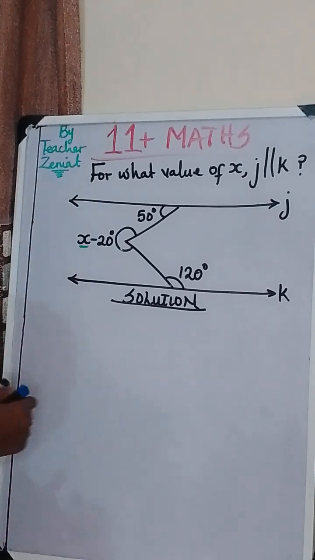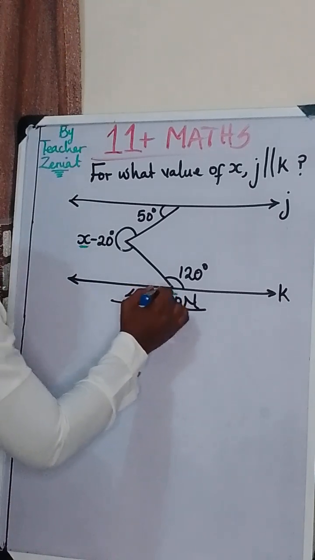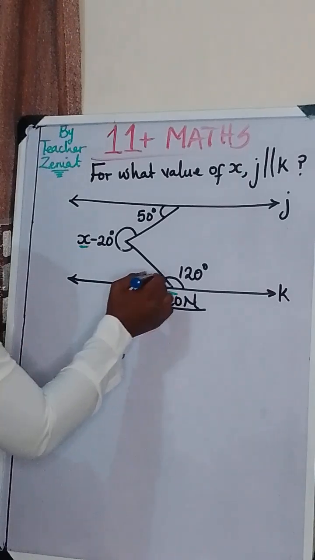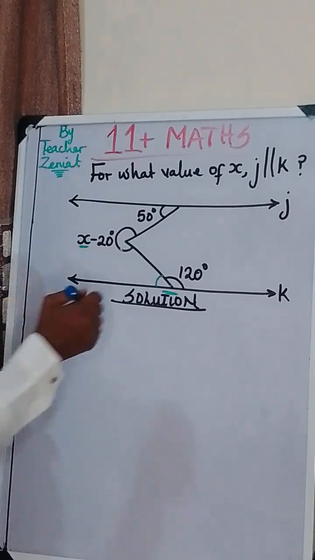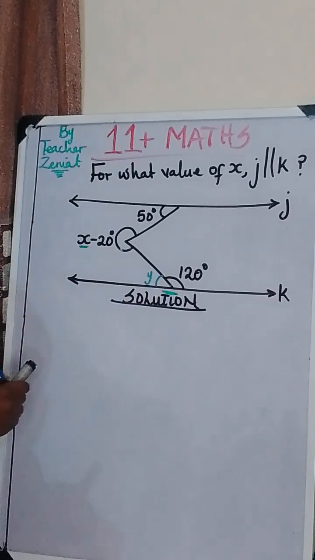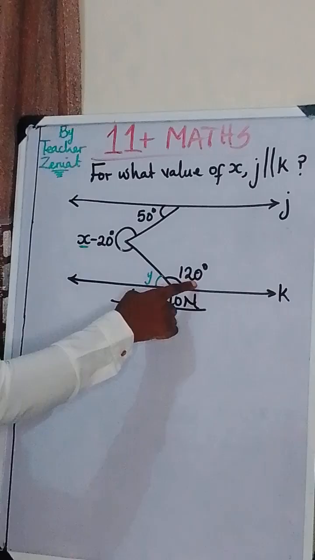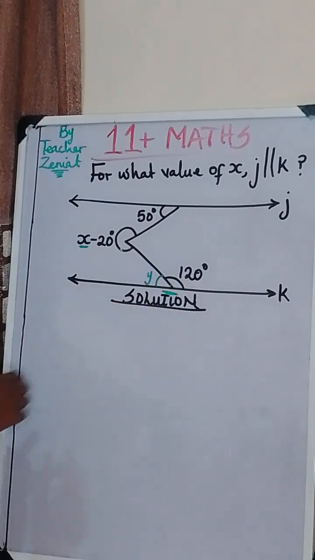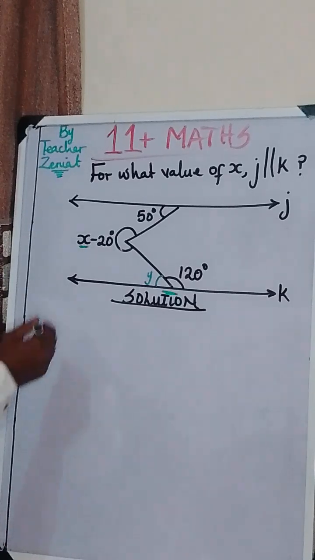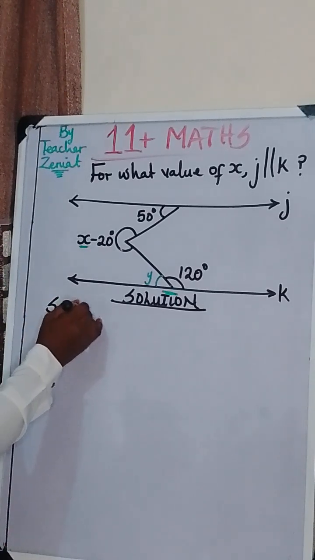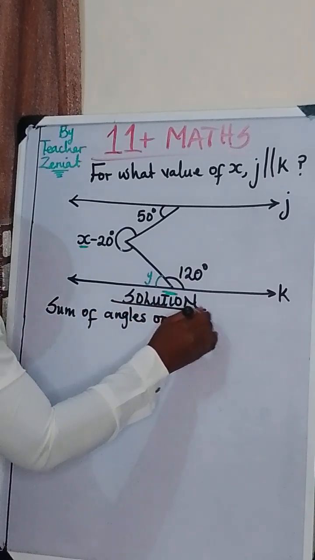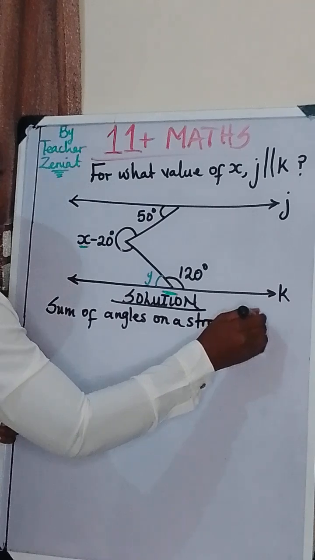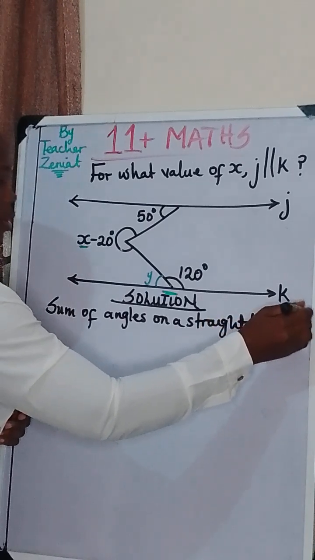So the first thing we should do, note this horizontal line here, and note that there is an angle missing here. So we need to look for this angle. Let's name this angle y. Angle y and this 120 degrees angle are sitting on a straight line, and from the rules we know that the sum of angles on a straight line is equal to 180 degrees.